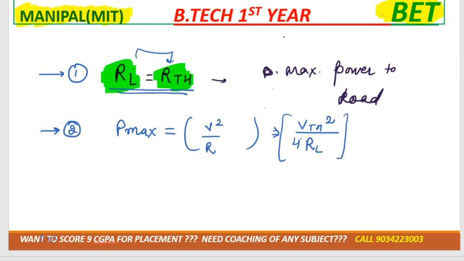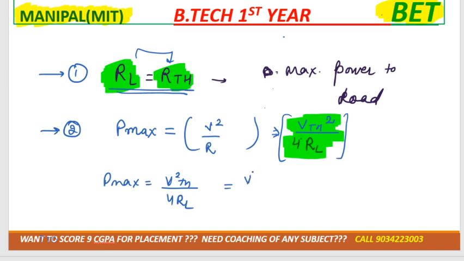Actually, there is a particular derivation for this, but derivation isn't asked in Manipal, so I'm not telling you. Okay. So basically what I want to say is P max formula is VTH square divided by 4 RL, or we can say VTH square divided by 4 RTH, right? So in a maximum power question, they'll ask you to calculate maximum power. And how will you get maximum power? If you get the VTH value and the RTH value, right? And how will you get the VTH value? By Thevenin voltage, and RTH by Thevenin resistance.